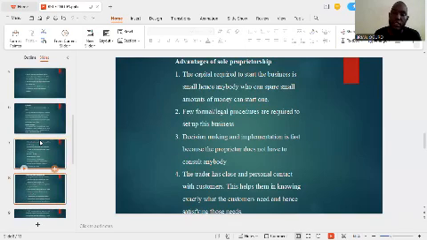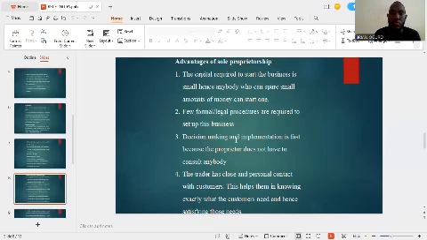So what are the advantages of a sole proprietorship? The first one, the capital required to start the business is small, hence everybody who can spare small amounts of money can start one. The second advantage of a sole proprietorship is that there are few legal formalities or procedures required to start and run this business.